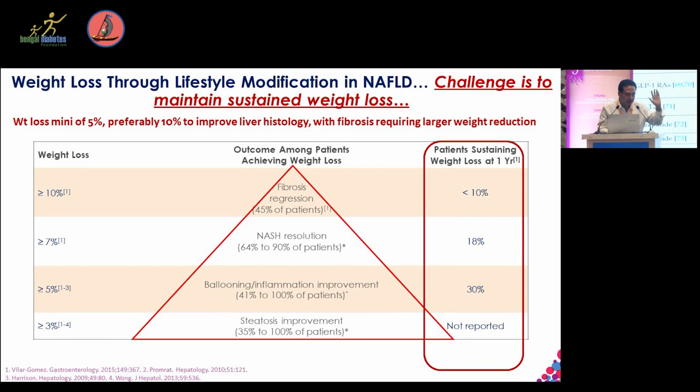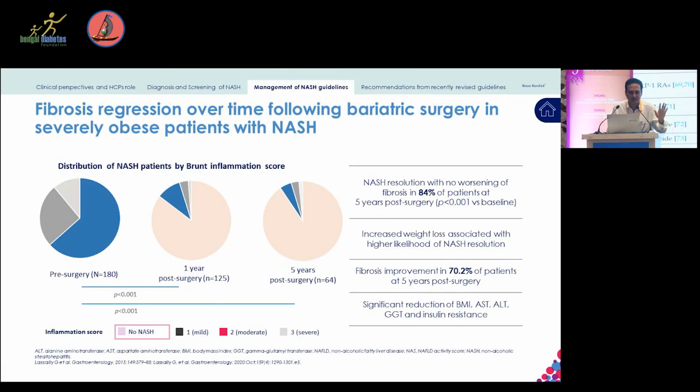The glucose lowering medications which we have at our disposal. Metformin in biopsy and imaging proven NAFLD improves AST/ALT and liver fat, but has no effect on liver fibrosis or on NASH, that is inflammation. DPP-4 inhibitors, similar to metformin, have no effect on NASH or fibrosis, and may improve liver fat marginally or AST/ALT.